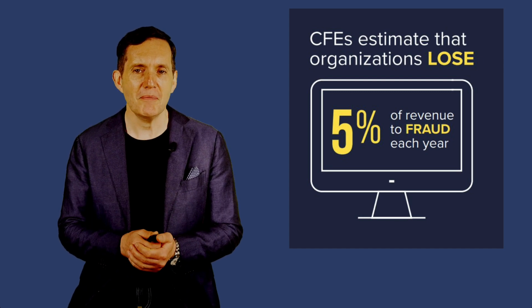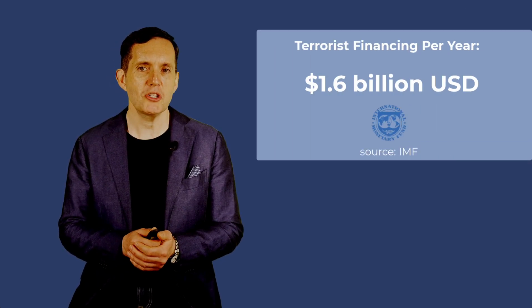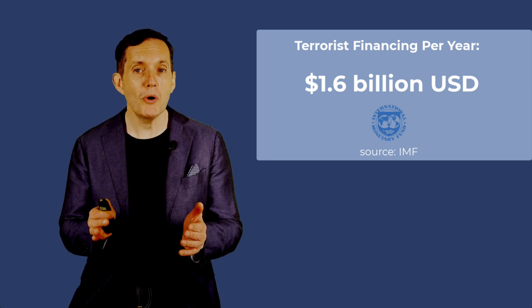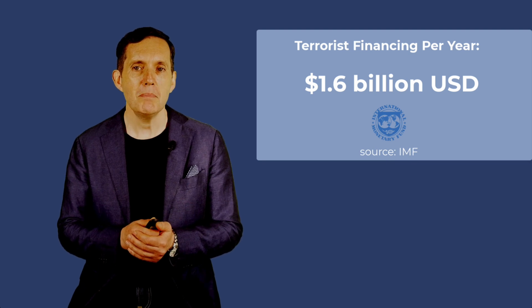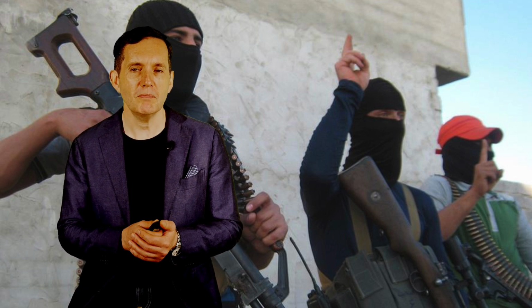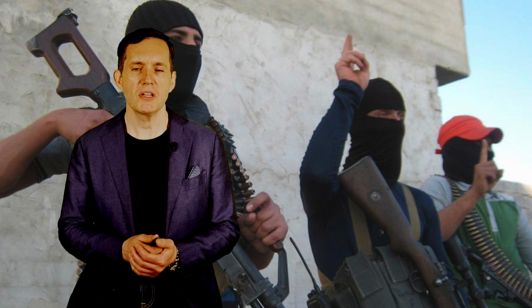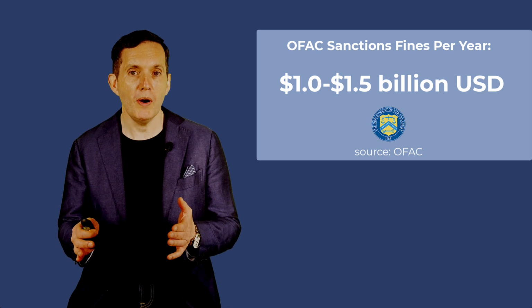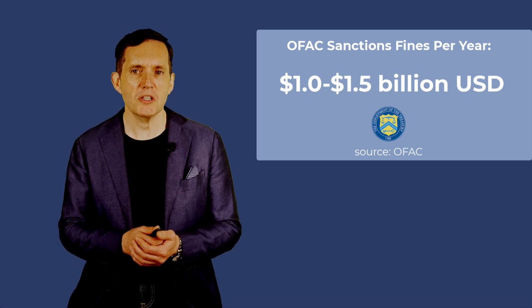With terrorism financing, the International Monetary Fund, or IMF, estimates that terrorist organizations generate and move approximately $1.6 billion US annually. That's $1.6 billion US being used to equip and train terrorists all around the world to commit murder, violence, and property destruction. And when it comes to sanctions violations, the US Treasury's Office of Foreign Assets Control, or OFAC, collects on average around $1 billion or more every year in fines for sanctions violations.